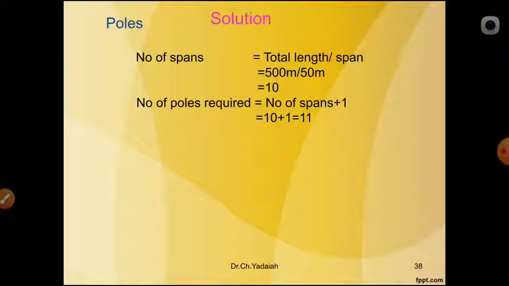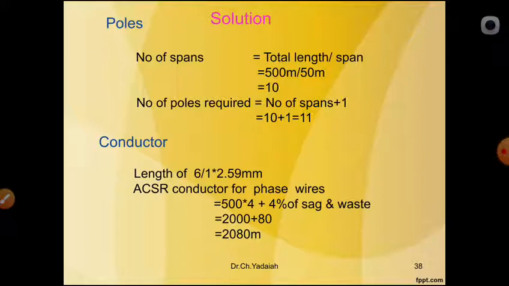Total length is given, and the span is given. How much is the span? The length is given as half kilometer, that is 500 meters, and the span is 50 meters. 500 meters by 50 meters, we get 10, that is the number of spans. Now the number of poles is equal to the number of spans plus 1, already there is a standard one. So 10 plus 1 is equal to 11. So we got 11 poles are required for erection of half kilometer.